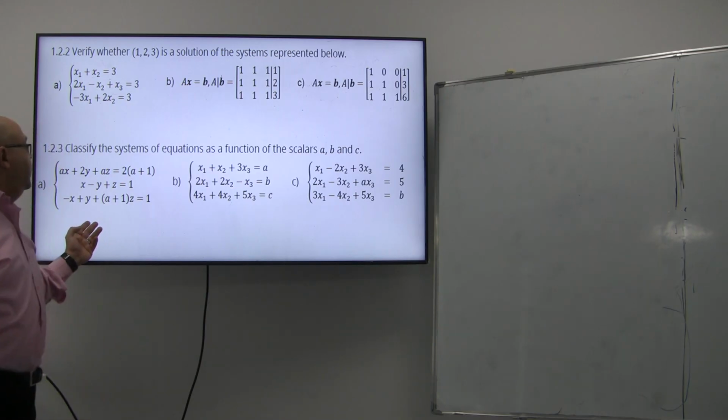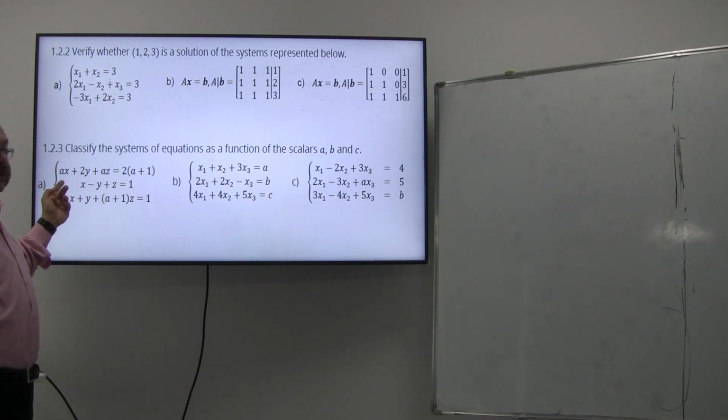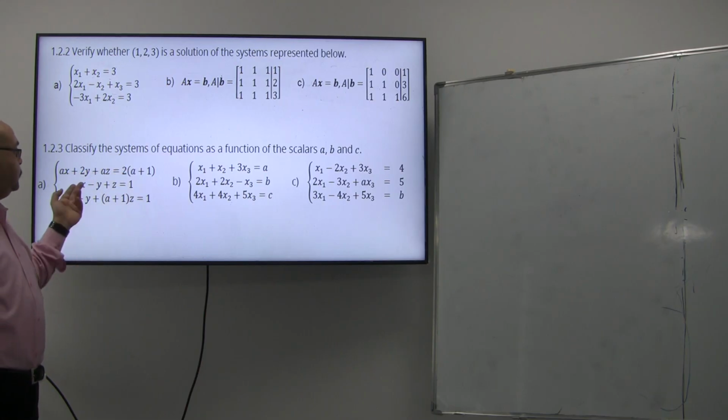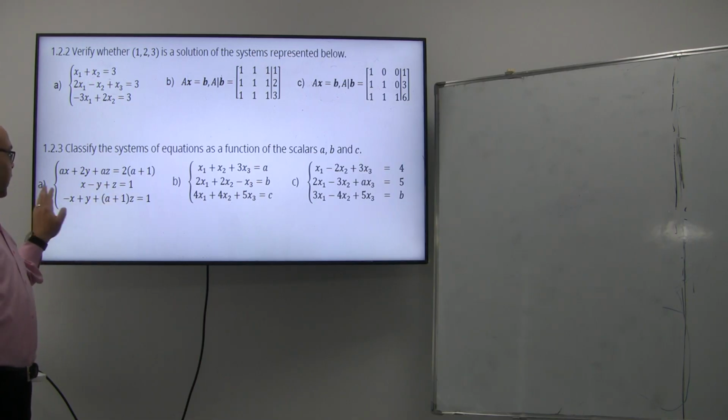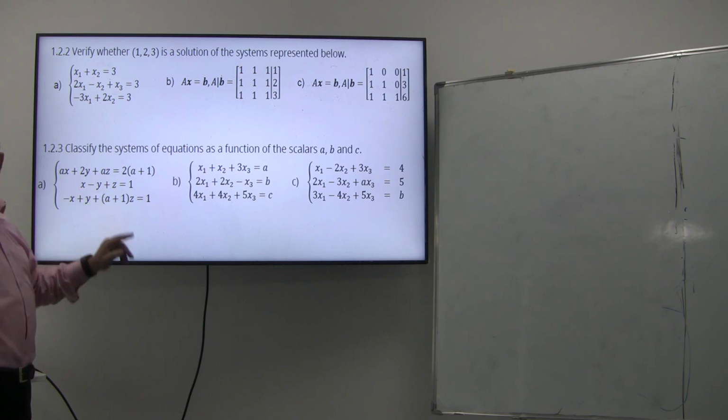Look at the first equation: a x plus 2y plus a z equals 2a plus 1. The second one is x minus y plus z equals 1. The last one is negative x plus y plus (a plus 1) z equals 1.